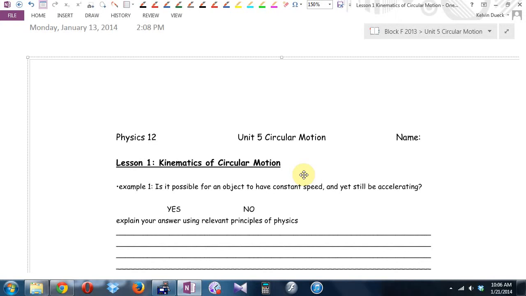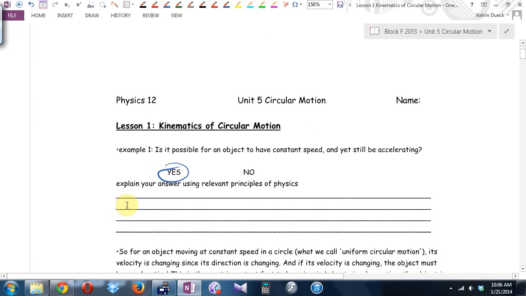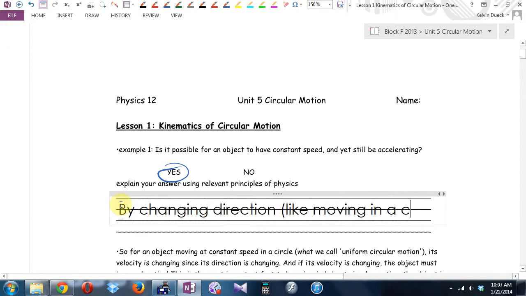A great example of that is an object moving in a circle. So here's objects moving in a circle, and they're going roughly at a constant speed in that it's taking about the same amount of time to go around in the circle each time. I'm trying to go at a constant speed. But you can imagine if we had a computer controlling this, we could get this going at exactly a constant speed. So the answer is yes, you can go at a constant speed, yet still be accelerating. How? By changing direction, like moving in a circle.